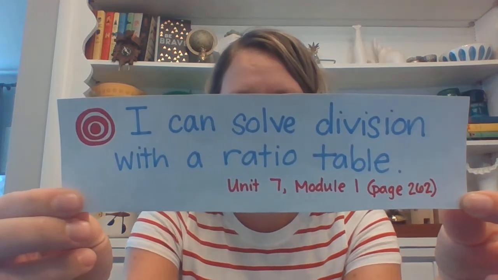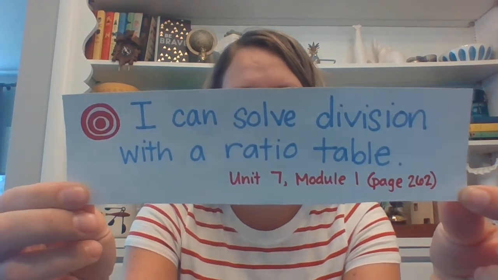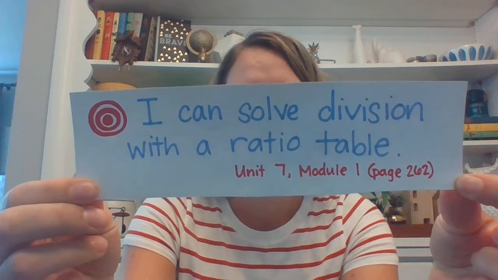In the first video, we talked about using an array. And an array really nicely shows the relationship between multiplication and division. And a ratio table also shows that relationship. We can use it for multiplying and dividing. And when you understand how to use the ratio table, it can be a really efficient way for solving these problems. So that's what we're going to do.